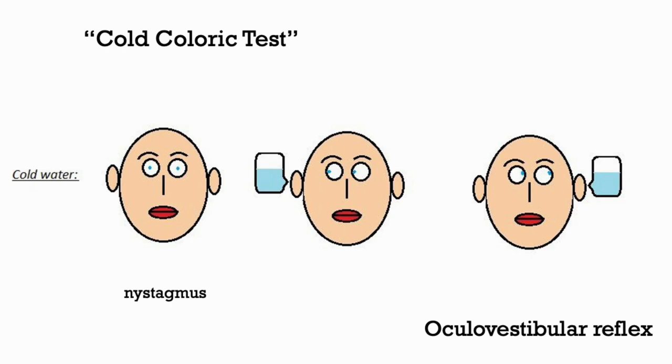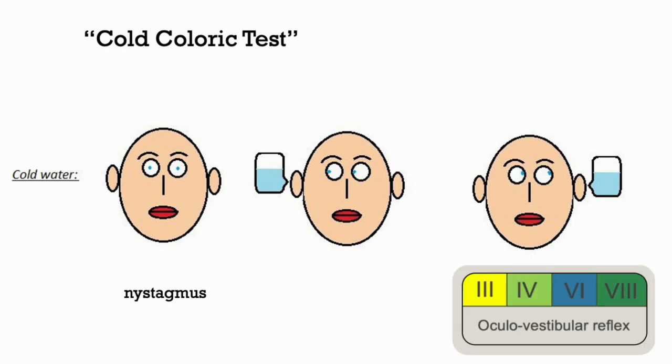So you will instill at least 30 ml of ice cold water for at least 60 seconds into each ear, and you will observe one ear at a time, and you will observe for any movement of the eyes. It's important to allow 5 minutes between testing the different sides. Assessing the oculovestibular reflex involves testing 4 of the cranial nerves, the 3rd, 4th, 6th, and 8th cranial nerves, which are the oculomotor, trochlear, abducens nerves, and vestibulocochlear nerve.